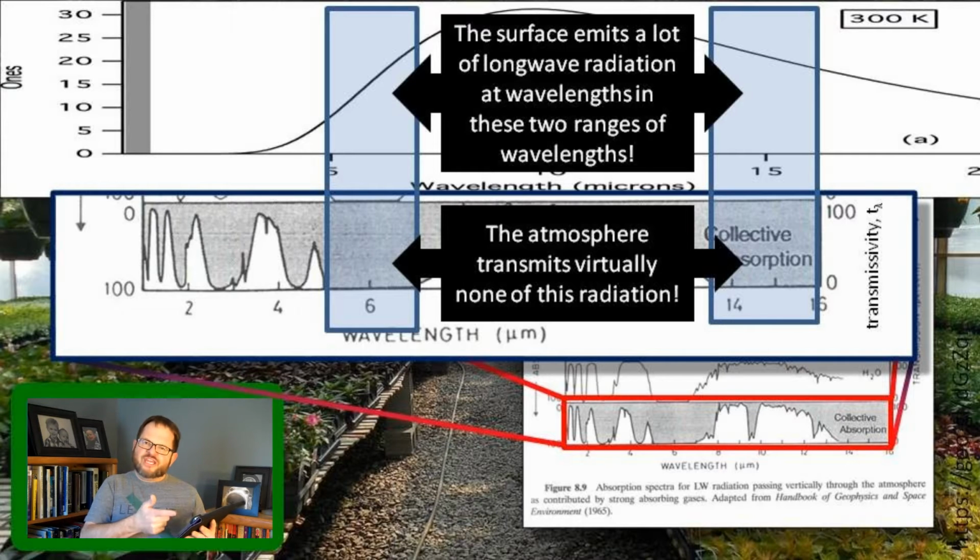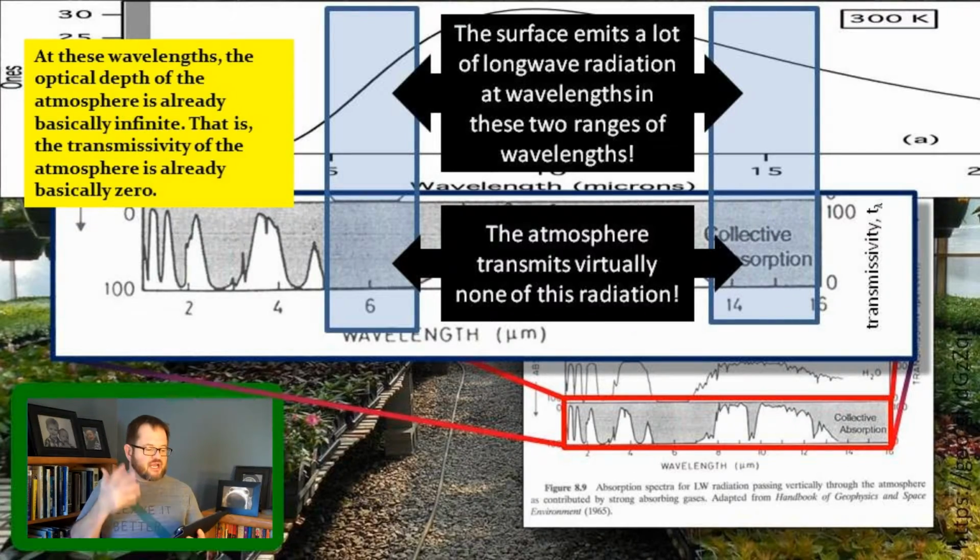Well, for example, at the two ranges of wavelengths that I have highlighted in blue, the Earth emits plenty of radiation at those wavelengths and already transmits virtually nothing of it. The concentrations of greenhouse gases that we already have in the Earth's atmosphere make the atmosphere opaque to that type of radiation already. The optical depth of the atmosphere with respect to radiation at a wavelength of, say, 6 microns or 14 microns or 15 microns is already infinite. Adding more greenhouse gases can't make it bigger than infinite. Okay? Increasing the greenhouse gas concentration doesn't change that at all.